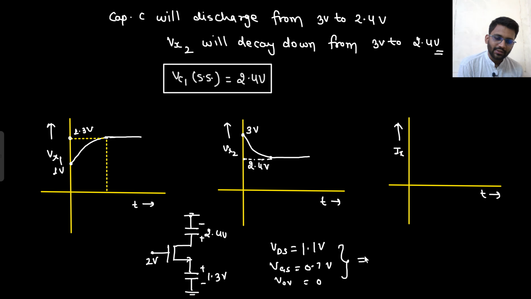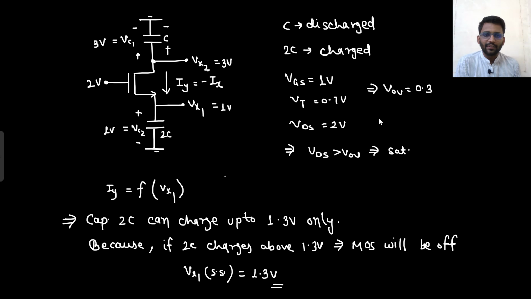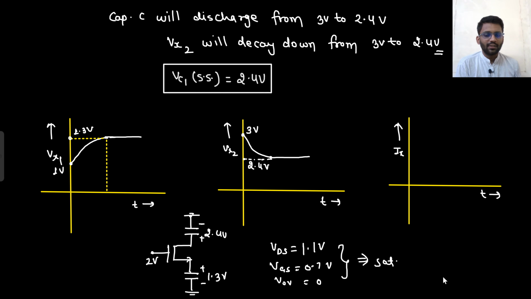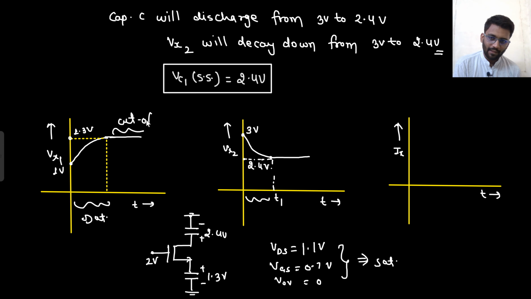So again it is in saturation region only. We started from saturation, and we always remained in saturation only. So the region of operation is not that important, but we were always in saturation. We can check it at the initial condition and the final condition. After that, certainly we will go into cutoff. So this is saturation. This will be cutoff.